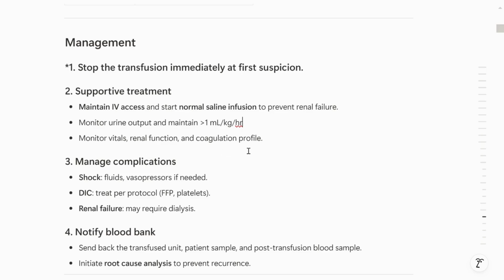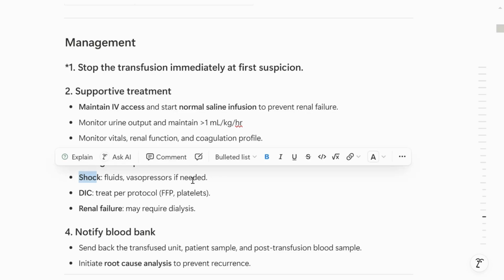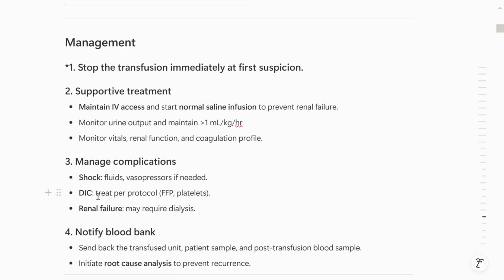So how are we going to manage the complications? For the patient having shock, fluid and vasopressors are the treatment guidelines. Whereas if the patient is suspected to develop DIC, then FFPs, platelets and RBCs in 1:1:1 are the treatment options. To prevent renal failure, we have dialysis.